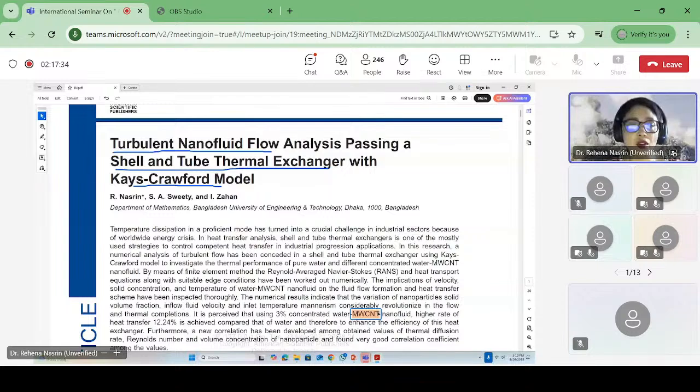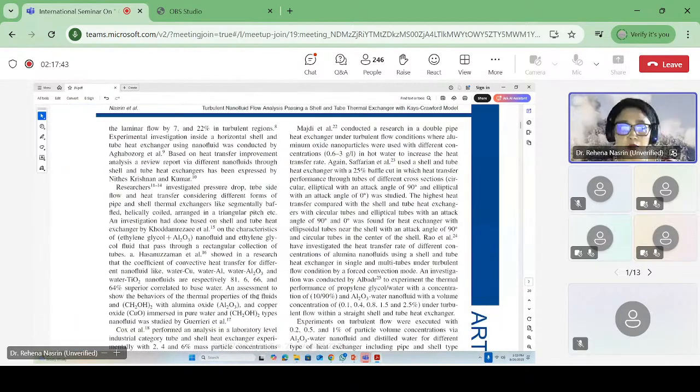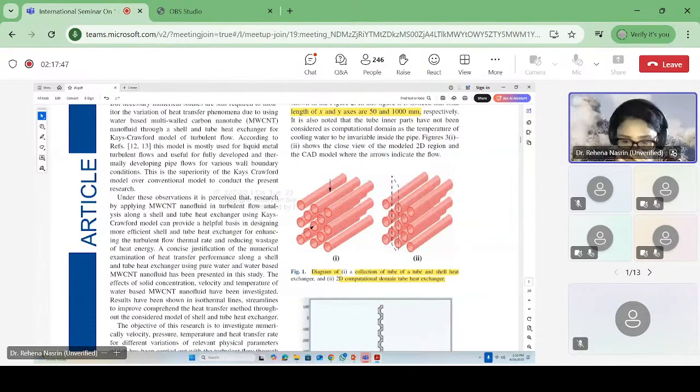For turbulent flow analysis, we use the k-epsilon model. Then I am showing you how we use this type of model in a two-dimensional geometry. Here you can see the model geometry. This is the three-dimensional one. I consider the inside of the pipe, and outside there is a shell, and inside there is a tube. There are many tubes. So this is known as a shell and tube heat exchanger.